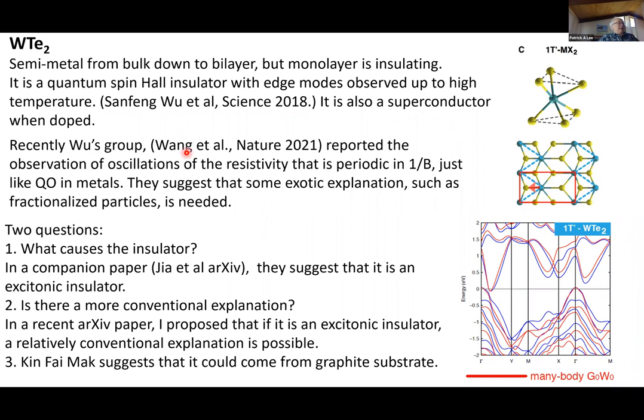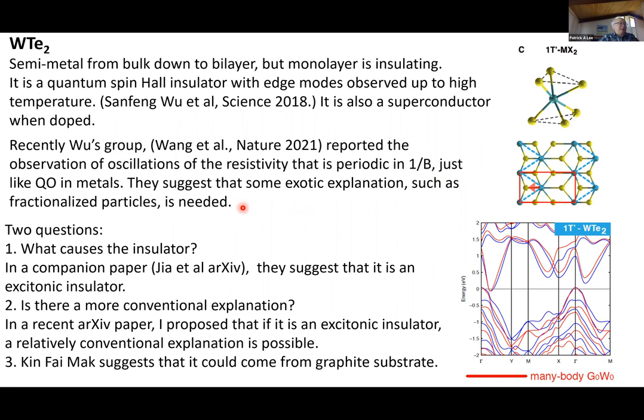And recently, there's a Nature paper by Sankar's group that reports oscillations of the resistivity that are periodic in 1/B, that look like quantum oscillations in metals. This, of course, is very strange. And they suggest some exotic explanation, fractionalized excitons and so on, fermionic excitons.